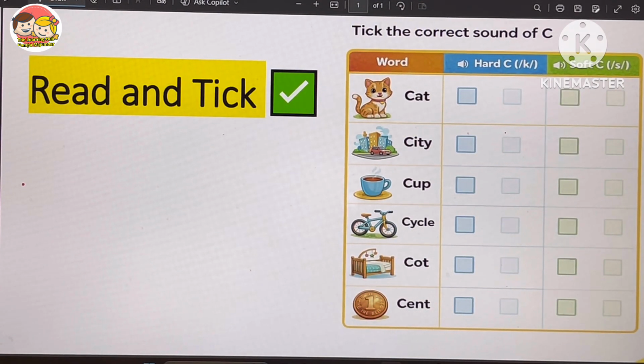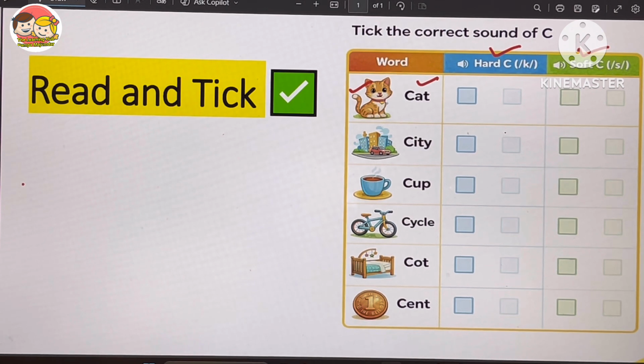This colorful and engaging worksheet helps children understand the difference between hard C and soft C sound. So let's do the worksheet. Children, look at the cute picture. Then read the bold word clearly. Then identify the correct sound. Then tick the correct box.